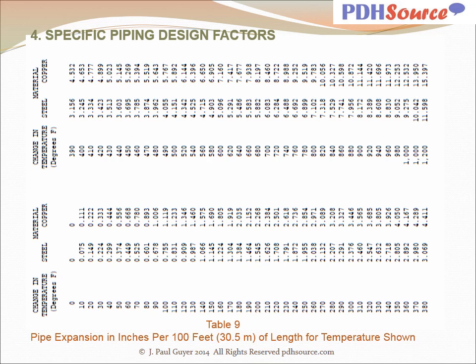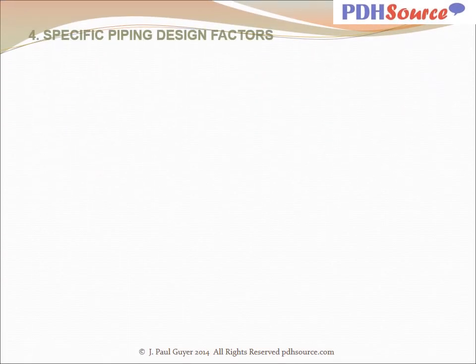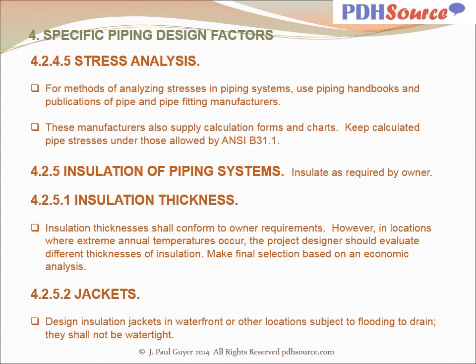Table 9 indicates pipe expansion in inches per 100 feet of length for the temperatures indicated. For methods of analyzing stresses in piping systems, use piping handbooks and publications of pipe and pipe fitting manufacturers. These manufacturers also supply calculation forms and charts. Keep calculated pipe stresses under those allowed by ANSI B31.1.